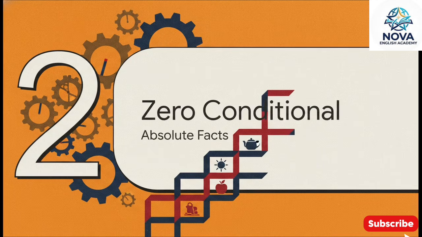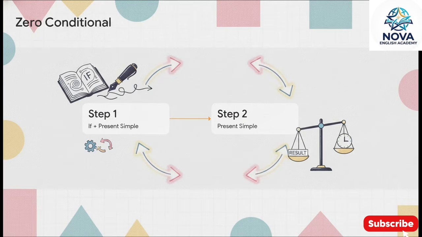Moving on to section 2, the zero conditional. This is where we deal with the facts. This is our very first step on the ladder, and it is firmly grounded in absolute certainty. The formula here is perfectly balanced. You use the present simple to set your if condition, and you match it straight up with the present simple for the result. Present simple in, present simple out.